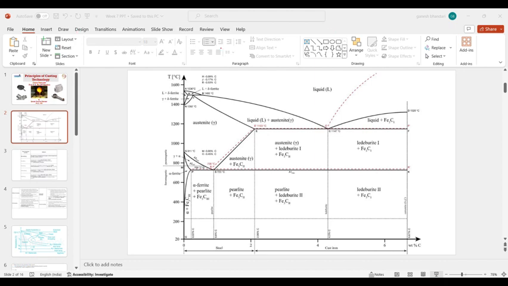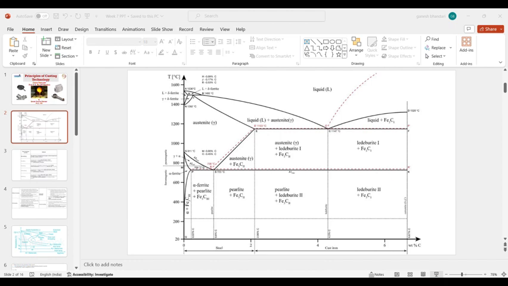Statement 1 is correct, but this one is incorrect, because when we talk about eutectoid steel, we talk about carbon composition of 0.8%, not 0.08%. Okay, so this one is right. First only.